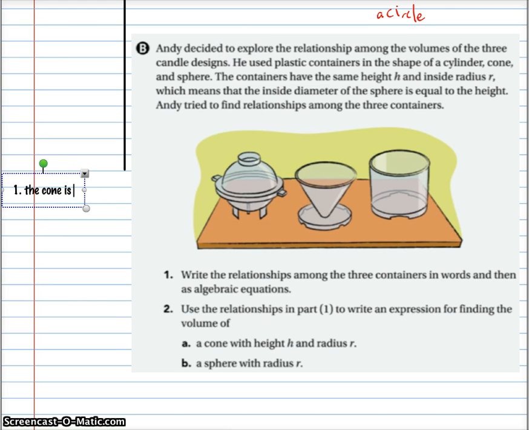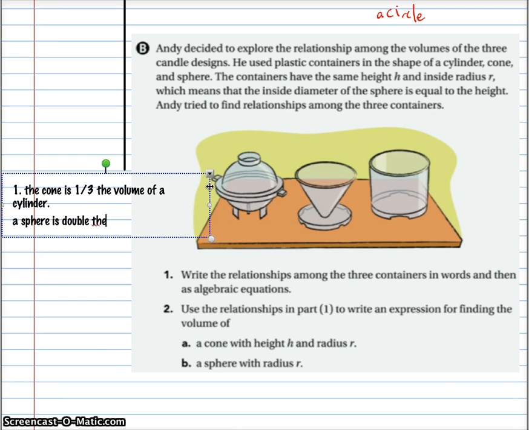The cone is one third the volume of a cylinder. There you go. And you can say a sphere is double the volume of a cone.